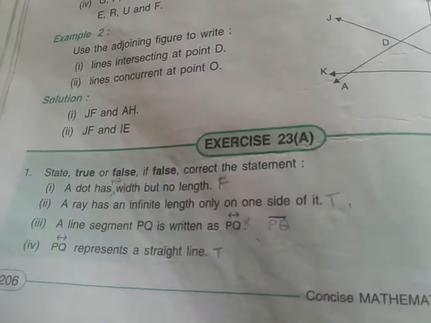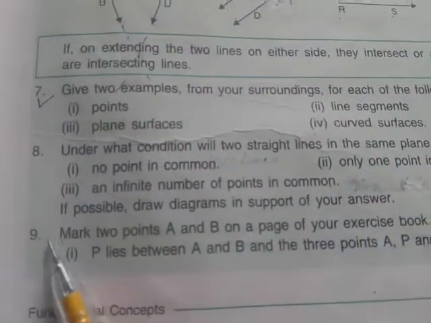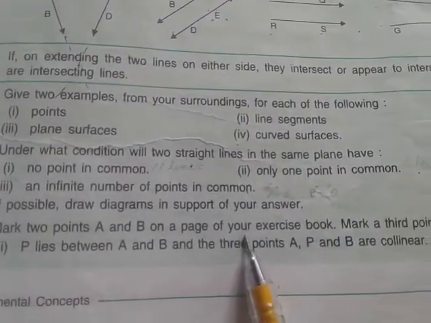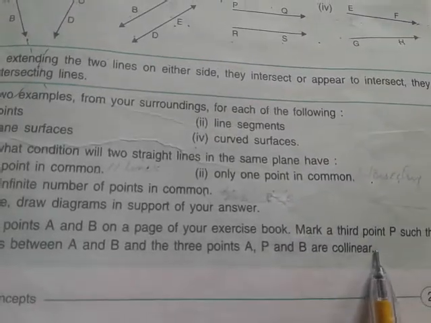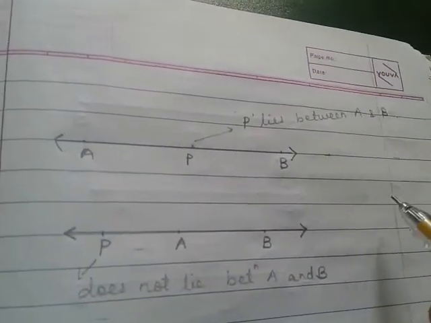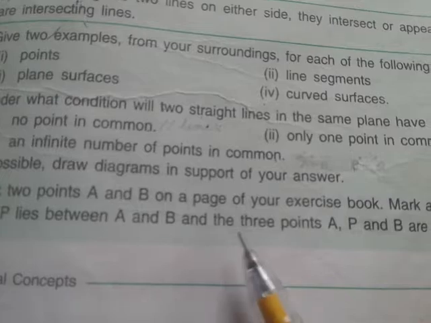Again, we are on exercise 23, question number 9. Mark 2 points A and B on a page of your exercise book. Mark a third point P such that P lies between A and B and the 3 points A, P, B are collinear. First I marked 2 points A and B, and named it AB according to the condition which is given.